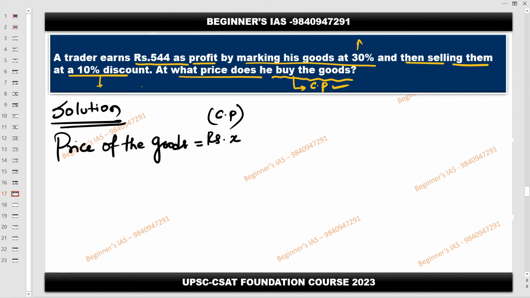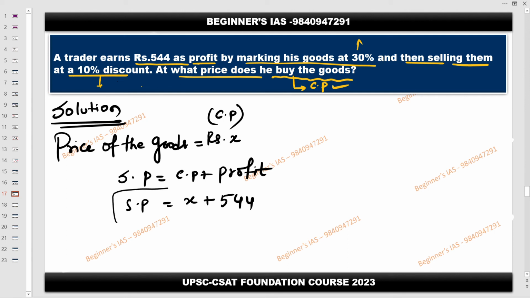If the CP is X, what is going to be the SP? SP is going to be the CP plus profit. I don't know the CP, I'm considering it as X. Then what is going to be the SP? The SP is going to be the profit plus CP. That is nothing but a 544. Okay. So everyone clear with the SP?